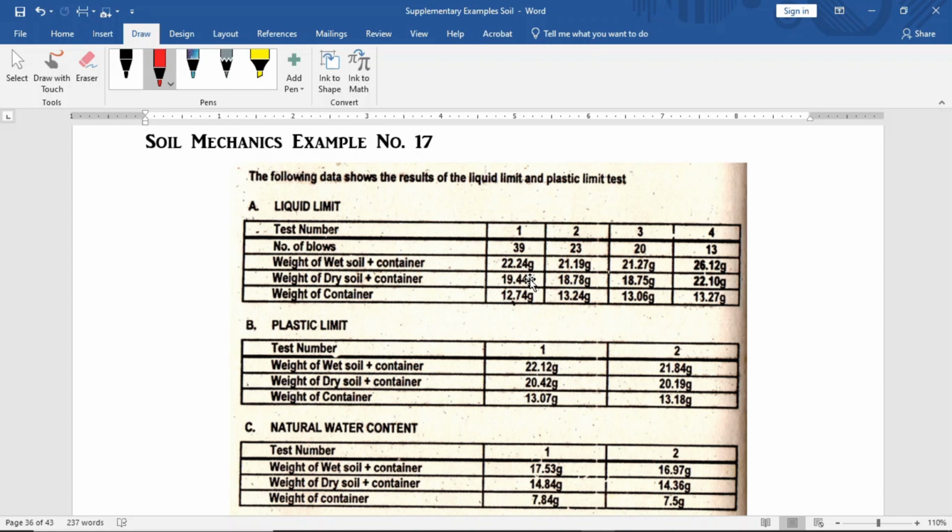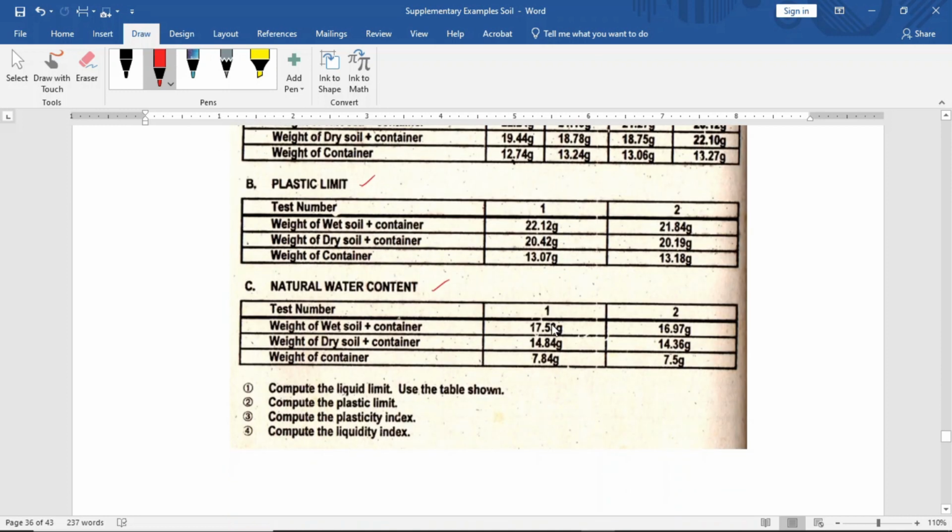Katulad lang siya na example 16. So, the following data shows the result of the liquid limit and the plastic limit. So, ito na yung result natin. Tulad lang ulit kanina, may liquid limit tayo, may plastic limit, may natural water content na tables. So, ang pinapahanap sa atin is liquid limit, plastic limit, plasticity index, saka liquidity index.